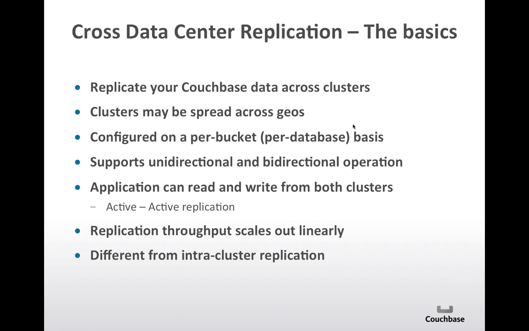Replication can be configured on a per bucket basis, which is like a per database basis. So, for example, if you have different buckets in the same cluster, you can choose which database to replicate and which database not to replicate. Also, we support both unidirectional and bidirectional replication, which means that you can have active replication streams. I will demonstrate creating the unidirectional and bidirectional replication in the demo in a bit.